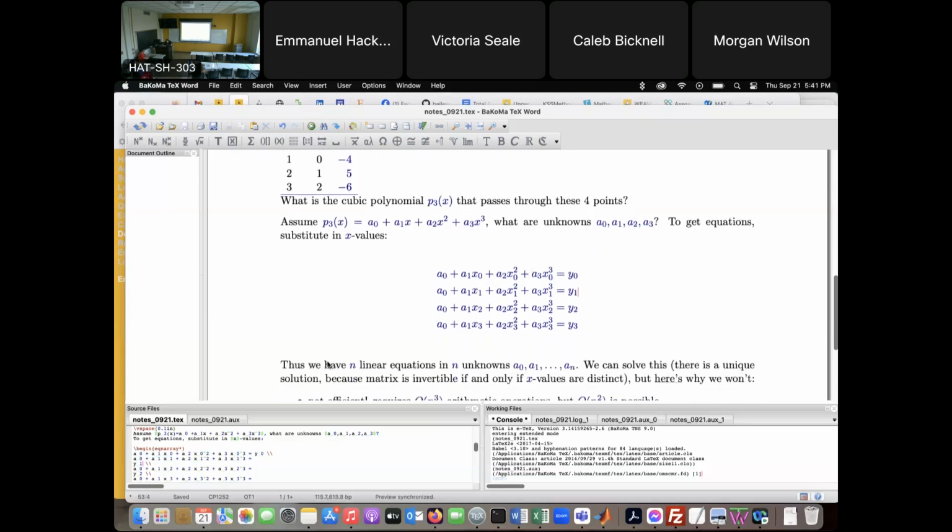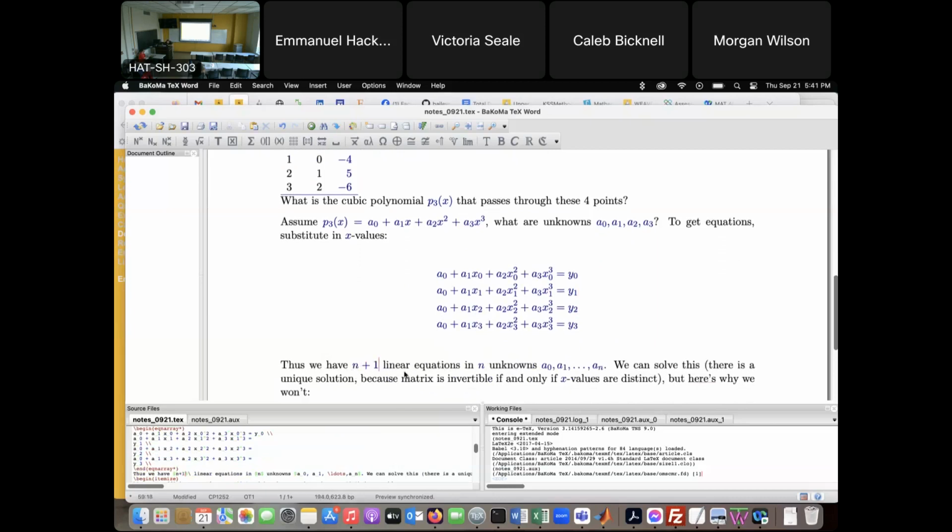Now, this is a system of n plus 1 linear equations in n plus 1 unknowns.